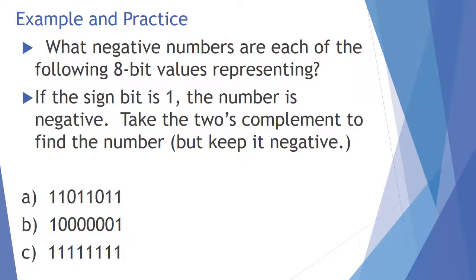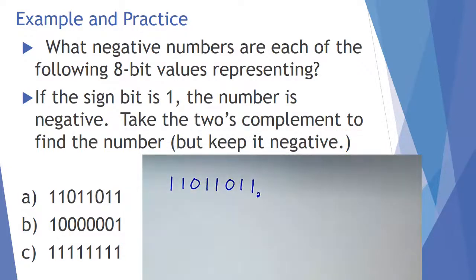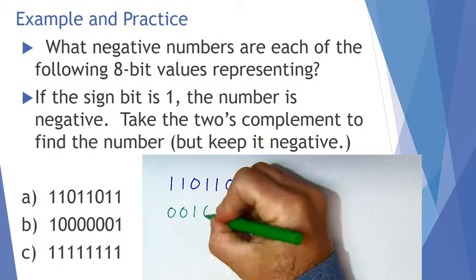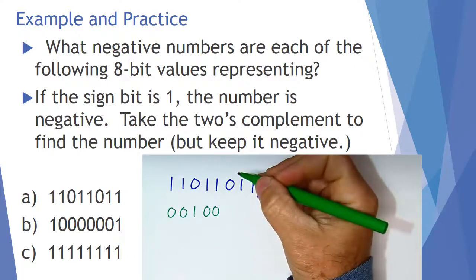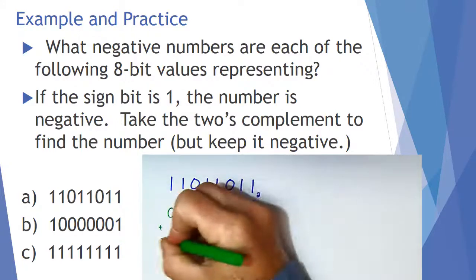Okay, let's go the other direction. What negative numbers are each of these three 8-bit values representing? The thing to note here is that all three of them have a sign bit of 1, that leading digit's a 1, and therefore we know that these are negative numbers. So to figure out what they are, we're just going to take the 2's complement to find out what number it is. We don't know what that's worth, but let's take the 2's complement. The 2's complement will be 001000100, but we've got to add 1 to that.